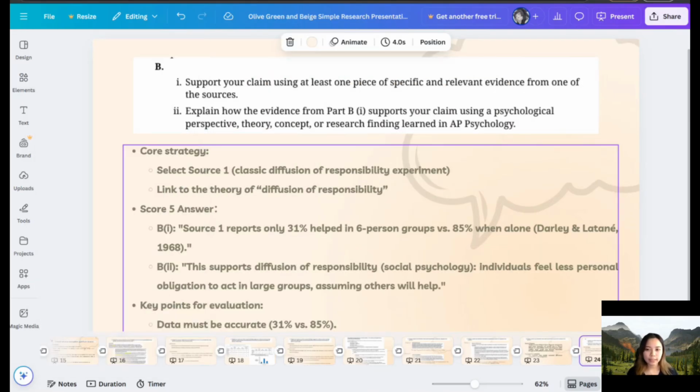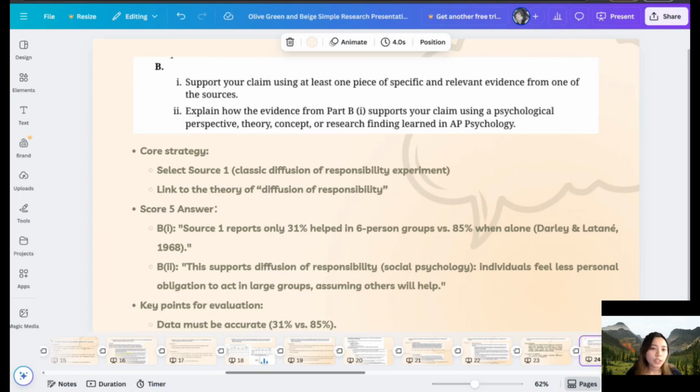Let's go to part B. Part B1: support your claim using at least one piece of specific and relevant evidence from one of the sources. Part B2: explain how the evidence from part B1 supports your claim using a psychological perspective, theory, concept, or research finding learned in AP Psychology. In my situation, I choose source 1, which is the classic diffusion of responsibility experiment. That is what source 1 is about, okay? And I also need to link to the theory of diffusion of responsibility because that's what source 1 is about.